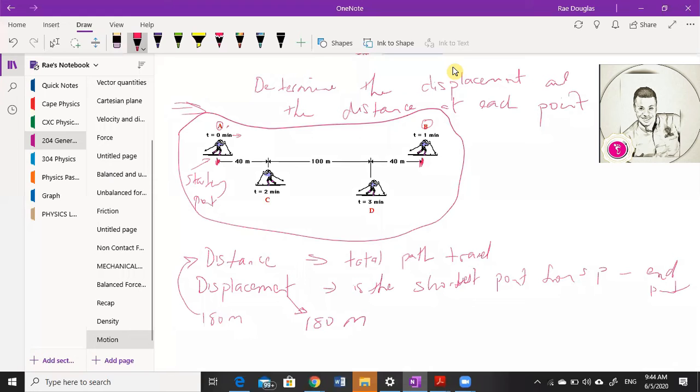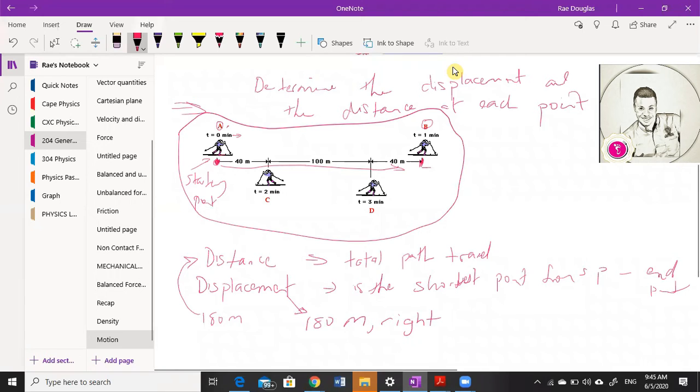But seeing that we're talking about a vector quantity, we have to incorporate a direction. So we're going to say 180 meters right. You understand? So right would represent the direction. Now, remember, guys, this is the shortest path between the starting point and the end point. It will be the same distance that was covered. Good?